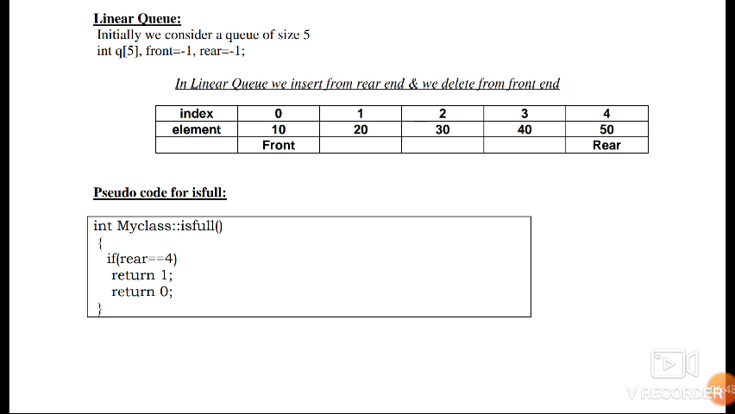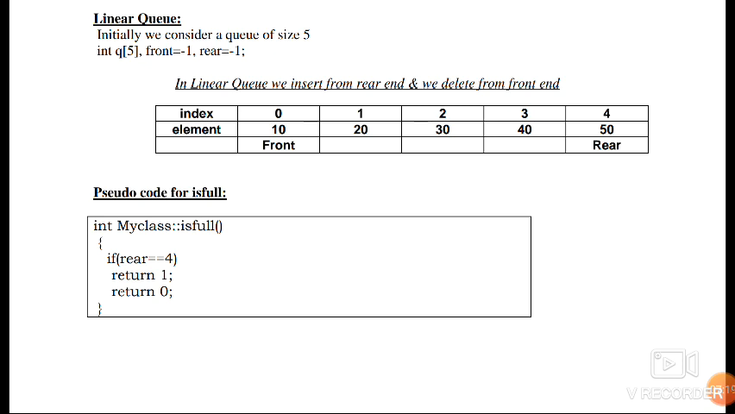Okay, if we consider an ADT of the queue, it is having the following functions. In the full function, we check whether queue is full or not. In the empty function, we check whether queue is empty or not. Also we are having enqueue operation as well as dequeue operation. So we will see these functions one by one.